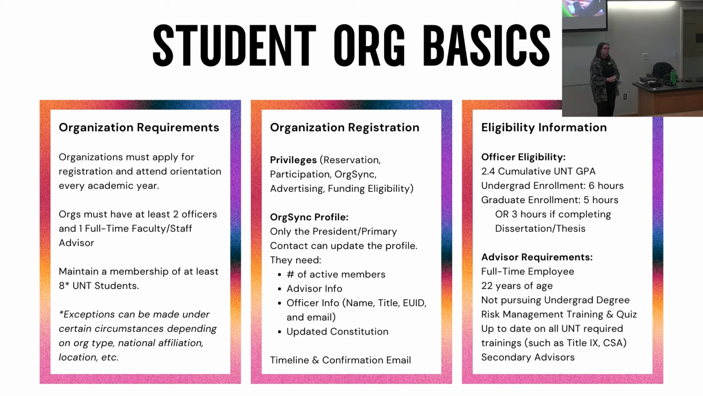There are exemption requests that can be submitted if a student happens to have not the GPA that they need or they're enrolled in fewer hours than usual that semester, that are observed and solved on a case-by-case basis. And then for advisor requirements, all primary advisors must be full-time employees, at least 22 years of age, and then not pursuing an undergraduate degree at UNT. And then they also must complete the risk management training and quiz through our office, as well as any trainings that they must do through the university, whether that's Title IX training, CSA training, everything like that.